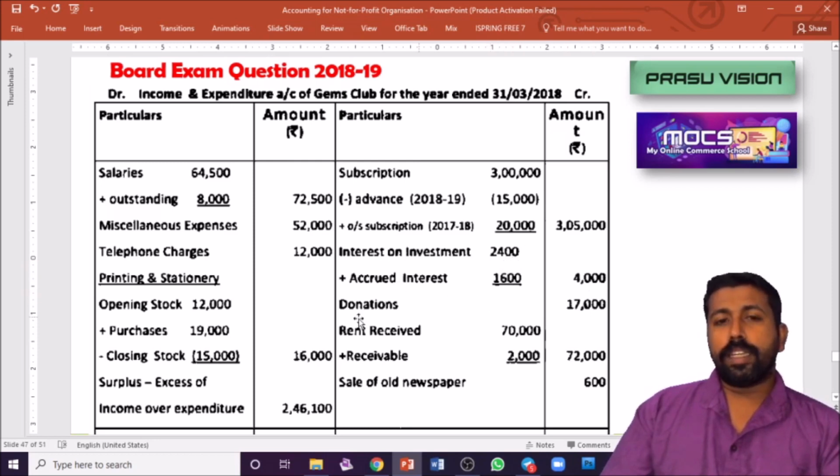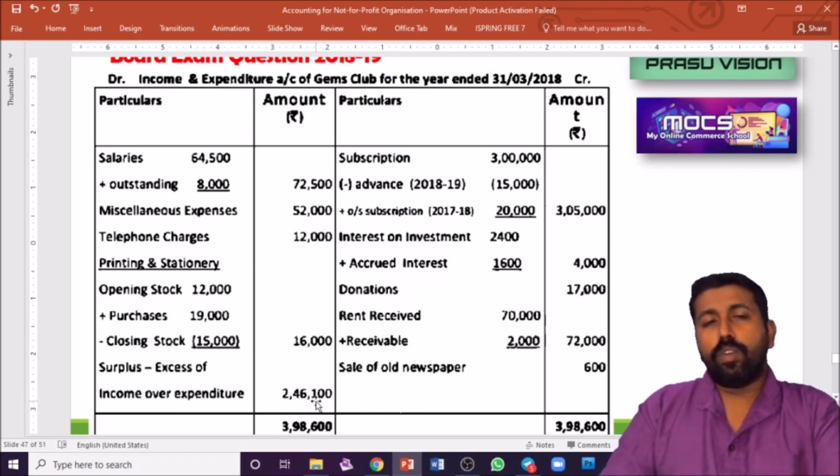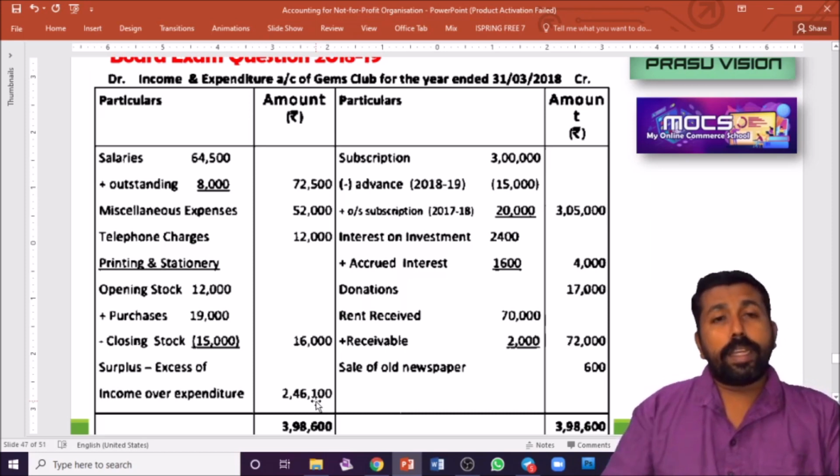Donation amount we have taken. Rent received 70,000, but we still have to receive 2,000, so 72,000 is the total amount we have to receive during the year. And the sale of old newspaper amount 600. Find the total, 3,98,600. We will get the amount of surplus, 2,46,100.